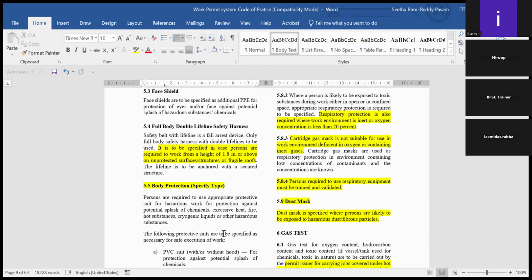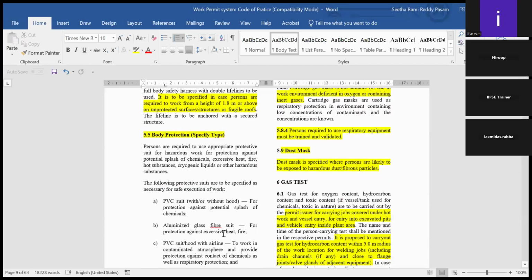Yes, this we have already covered. And persons required to use respiratory equipment must be trained and also validated. So whenever you are issuing any specific PPE, the people should be well aware of it. It does not mean that I have given it and that is enough. If he is not able to use the PPE, then there is no use. When you are issuing a PPE, whatever it is, sometimes helmet, even shoes, they use it the way they like. It is not supposed to be that way.